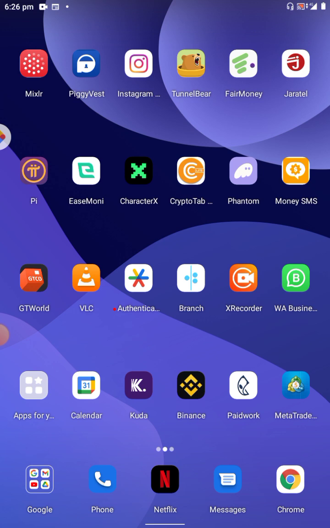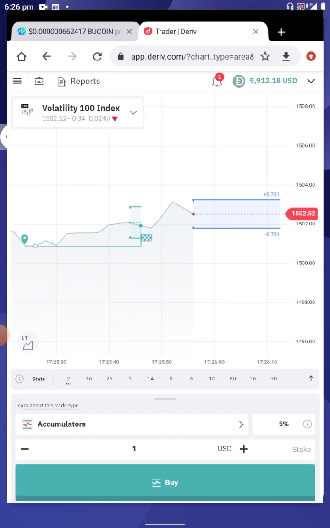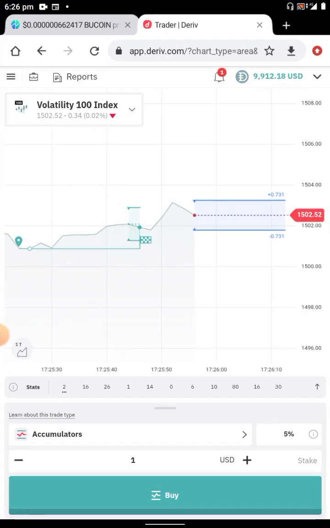Today I'm recording a video on how to trade accumulator on derive.com. I know you guys may have come across accumulators. Maybe you know how to trade it, or maybe this is your first time of hearing accumulator. I'll quickly recap what accumulator is, so that you can know what it's all about. So let's go to our browser.